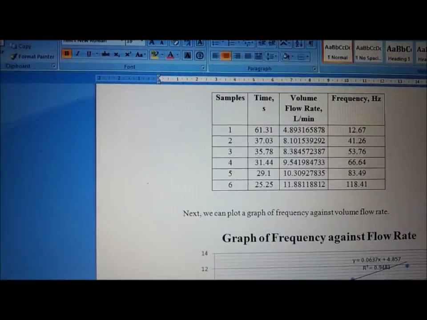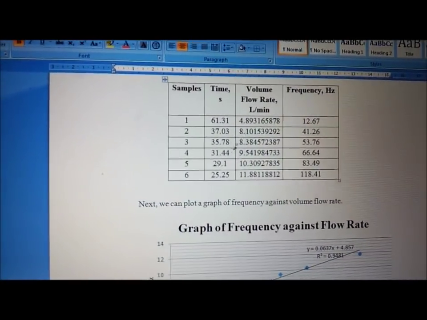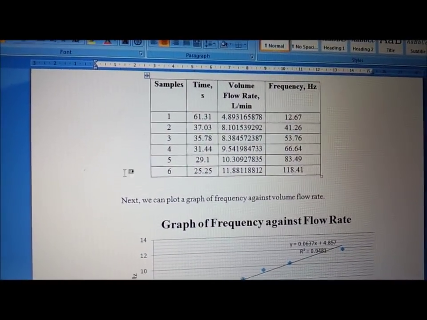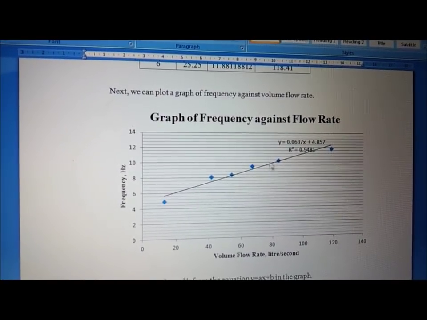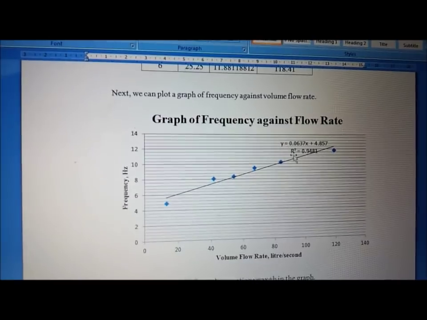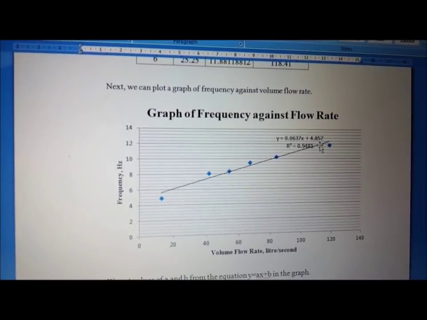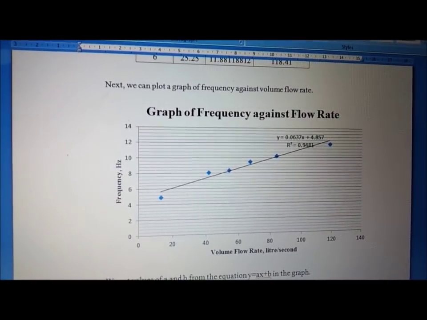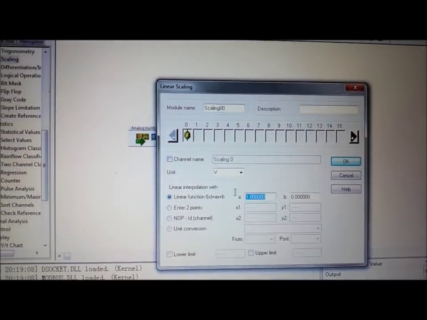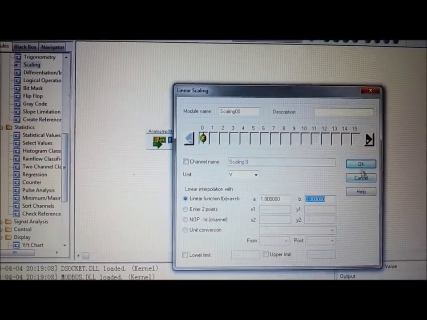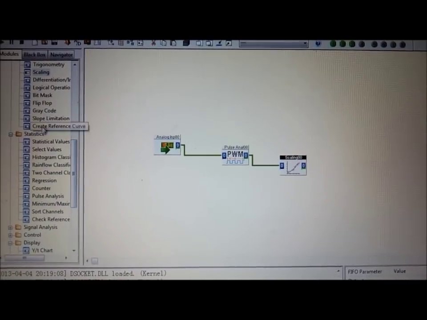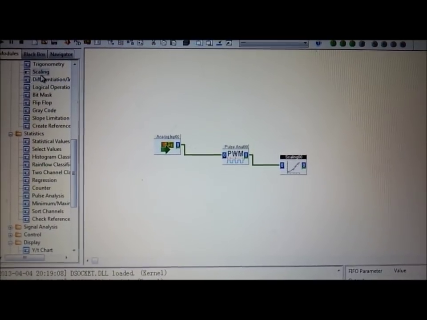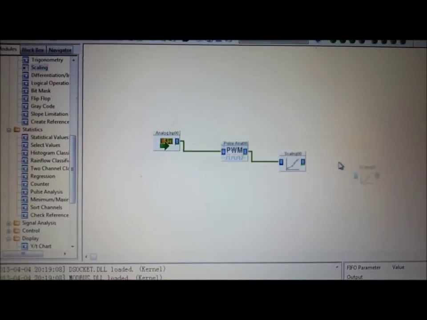We then need to plot a graph. We have the volume flow rate. We need to plot a graph of frequency versus volume flow rate. Then we will have an equation y equals ax plus b. That's our A and B. Then we can substitute in the values of A and B. Then we press OK. After that, we will need another scaling to change our unit.